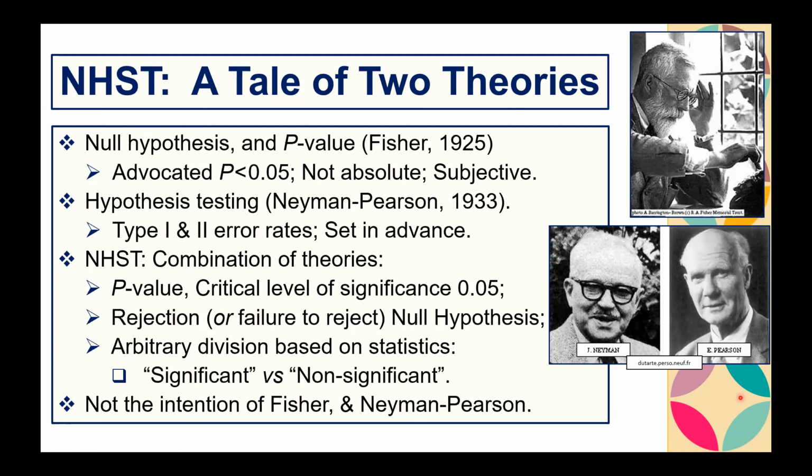They didn't necessarily say that type 1 should be set at 5%, but they were just advocating that idea. And then somehow, and I have absolutely no idea how, null hypothesis significance testing was born, a combination of these two theories. And you have your p-value and your critical level of significance of 5%. And we sort of start thinking of rejection or failure to reject the null hypothesis based on what some people call an arbitrary division based on statistics.